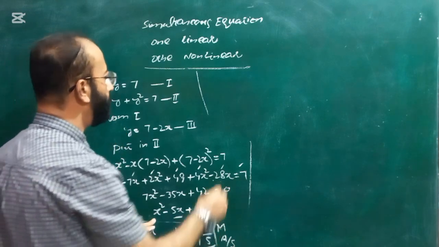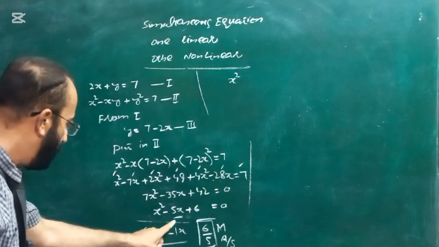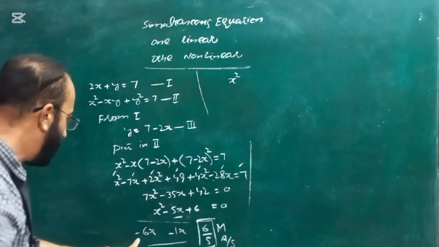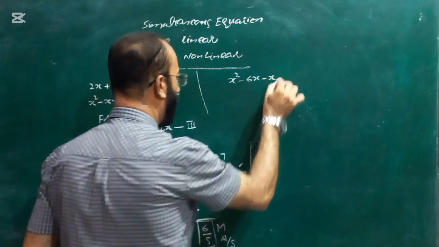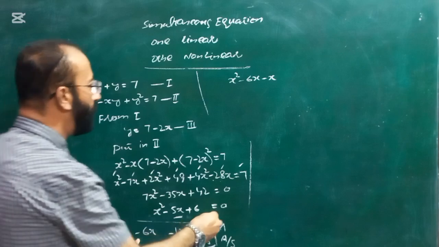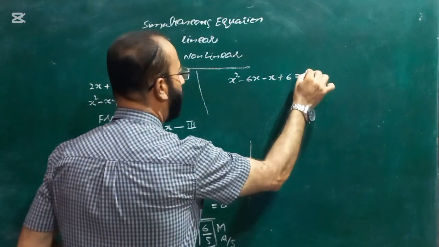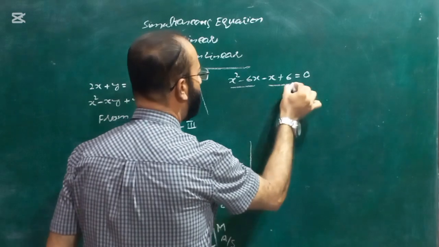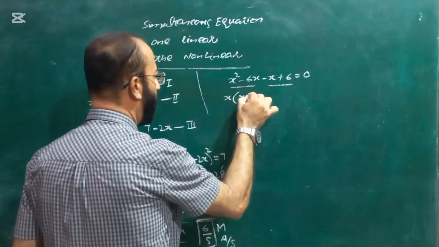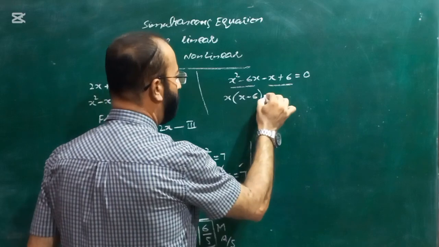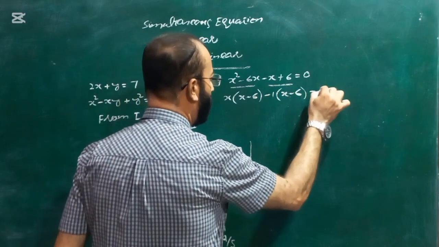So x square, and this pair is going to be placed in place of this one. So minus 6x minus x and plus 6 equal to 0 will remain as it is. At this step, make pairs, take common. From the first pair, x is common. Remainder is x minus 6. From the second pair, minus 1 is common and x minus 6 equal to 0.